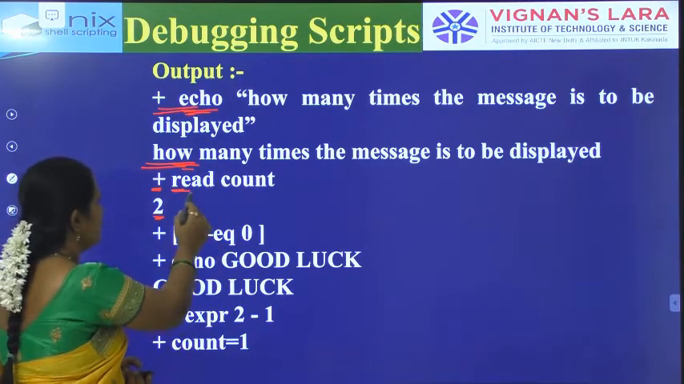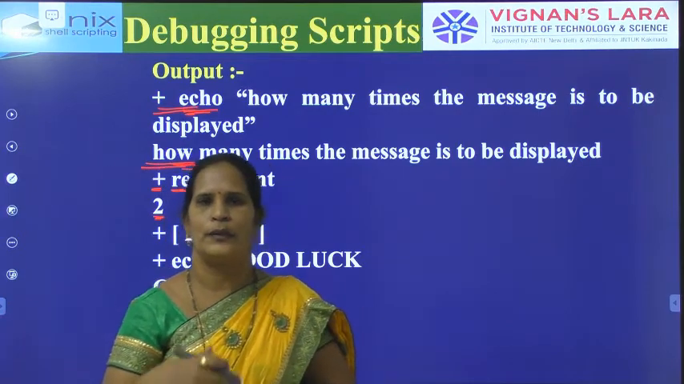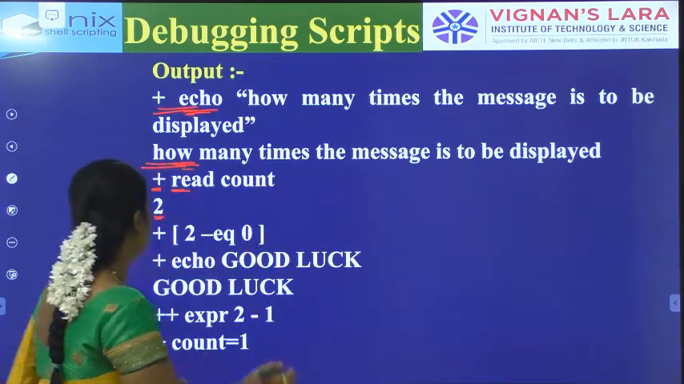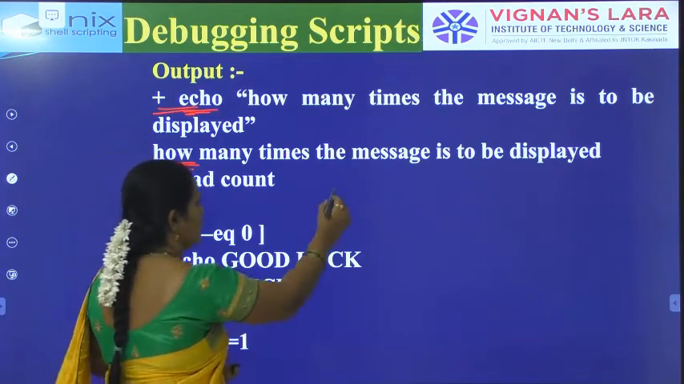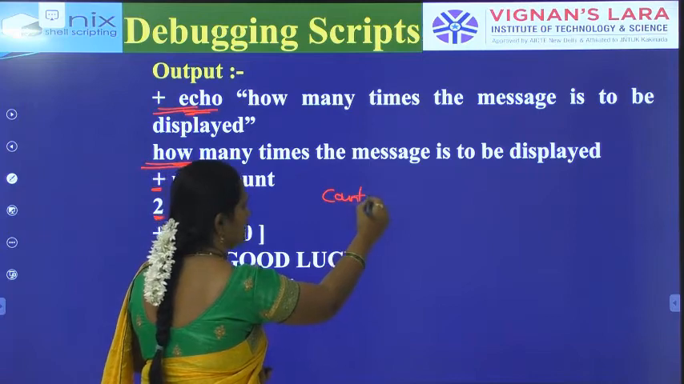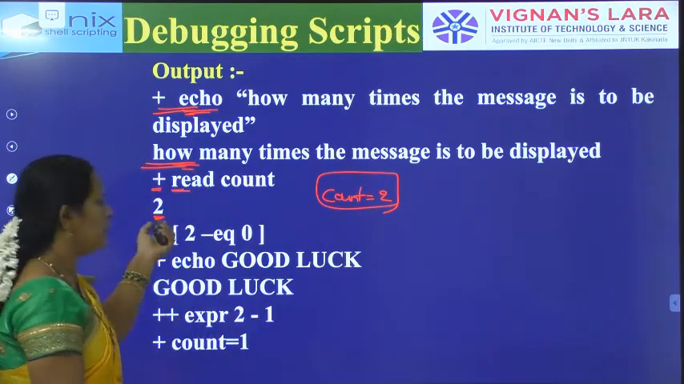Okay, next one is read count. It means at runtime we have to give the input to the shell script. Now I am giving 2 to the shell script. So now the value of count becomes 2. Count is equal to 2, because I typed 2 here.